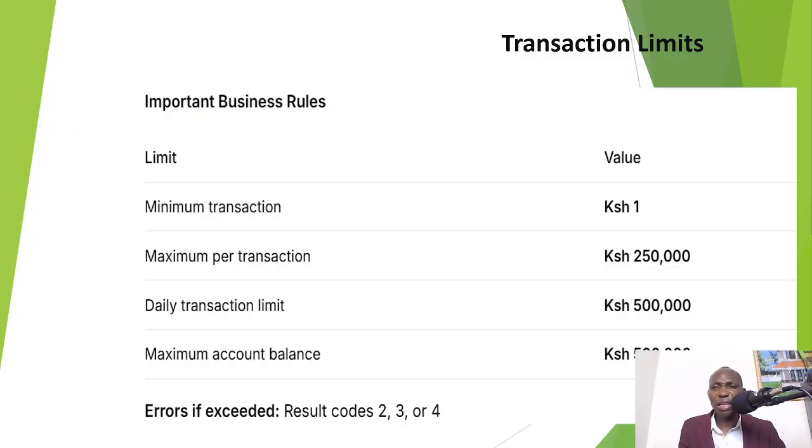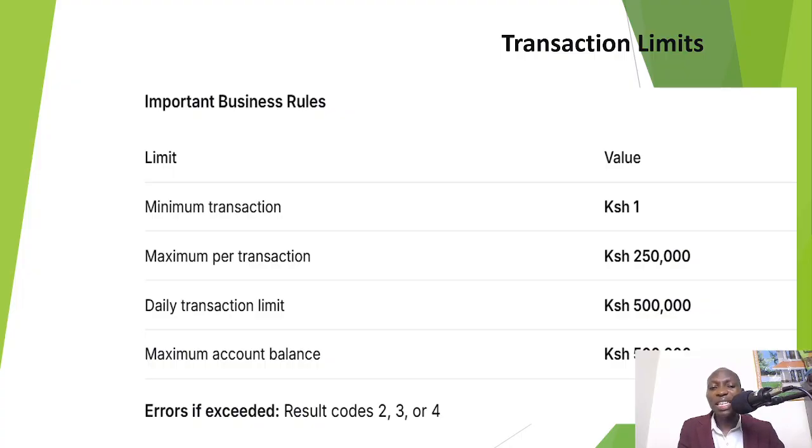The other one, transaction limits. Very, very important. It is good to know the transaction limits. Maybe you are trying to send an amount that is below 1 shilling. It will be rejected because the minimum transaction is 1. Number two, maybe you are trying to send 251,000. Just that 1 extra shilling will make your transaction be rejected, because the maximum per transaction is 250k.